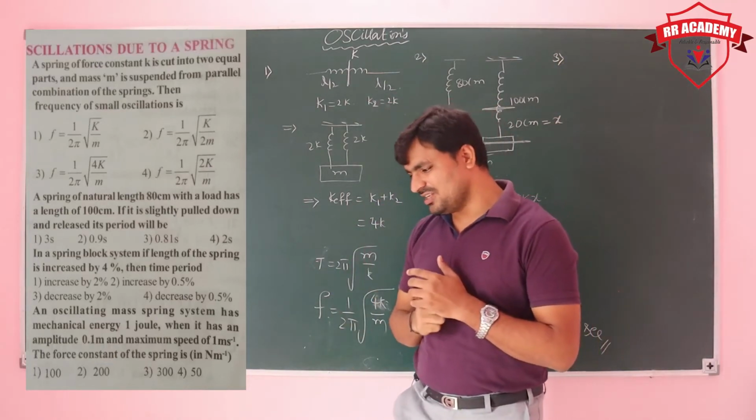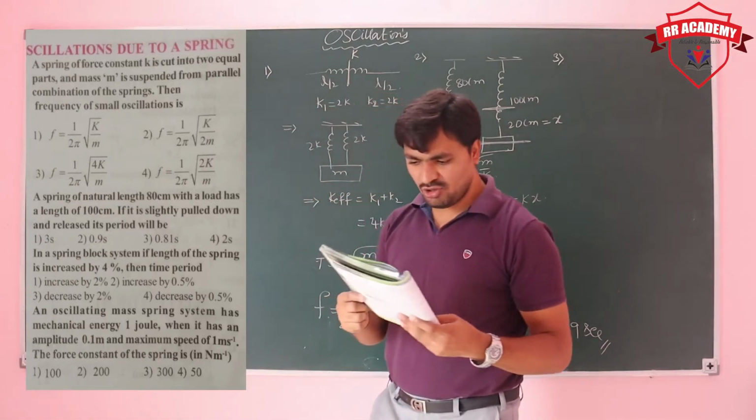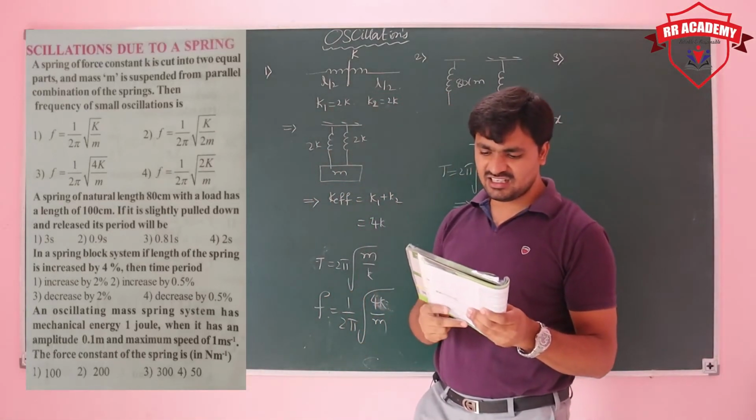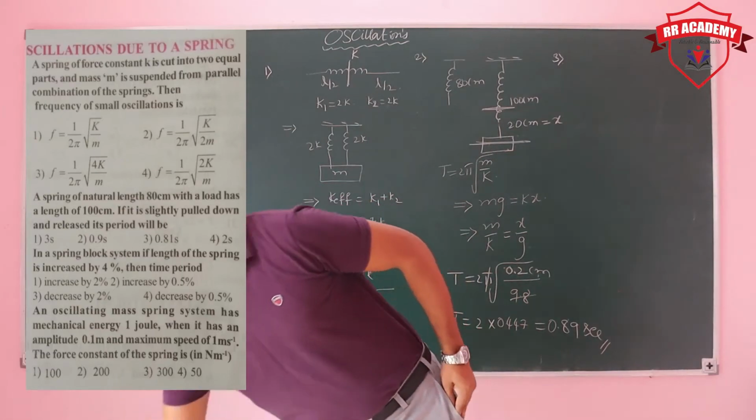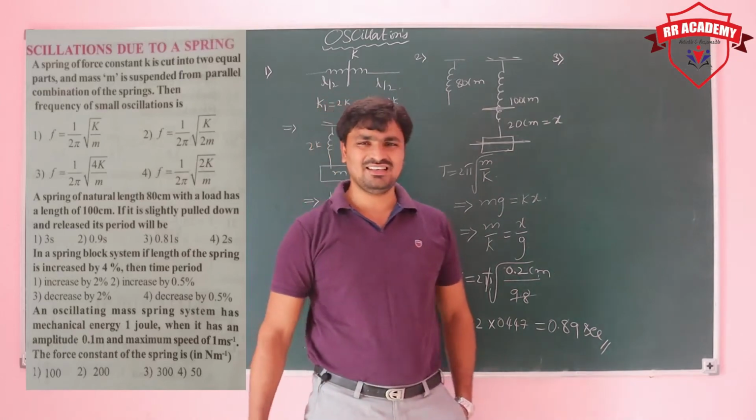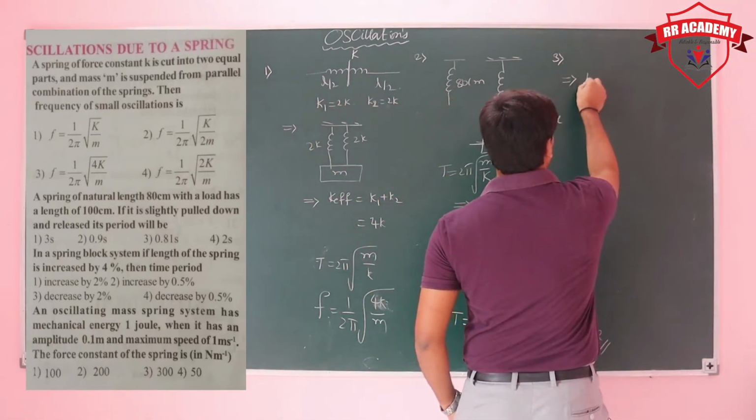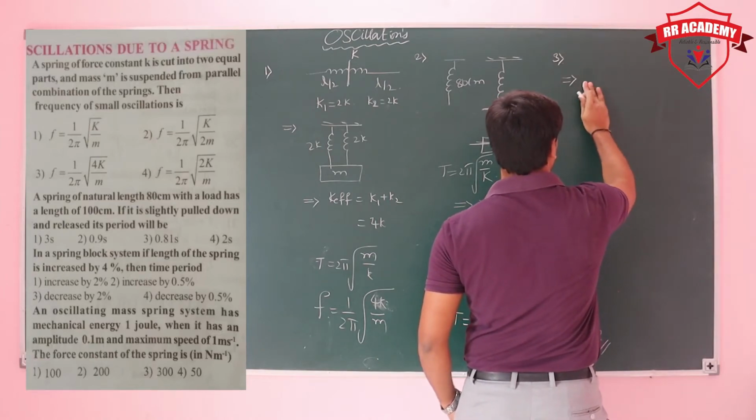So see, the problem is here. A spring block system, the length is increased by 4%. Then what about the time period? The spring mass system length is increased by 4%. Then what about the time period? Actually, they asked that. We know that. Actually, just now we wrote it.